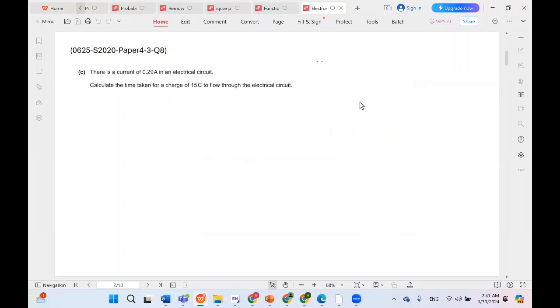There is a current of 0.29 amperes in an electrical circuit. Calculate the time taken for a charge of 15 coulombs to flow through the electric circuit. So again, we always start with the equation Q equals IT. I don't like to memorize different variants of the same equation, so I just take one variant and memorize it, and I know how to transform it into any other shape depending on what I am required to find.